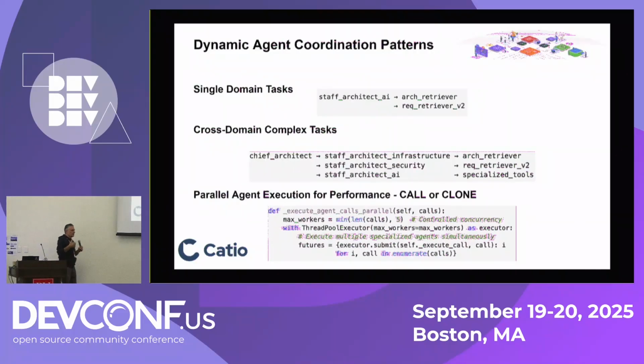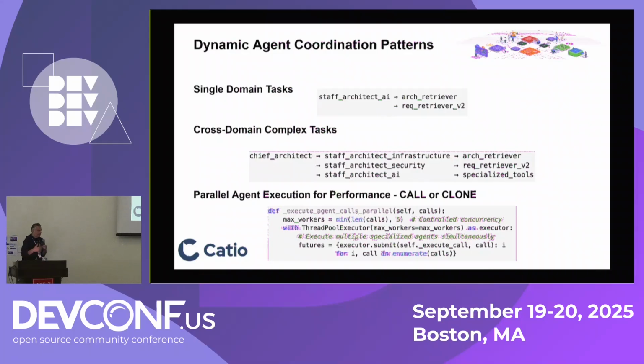Now, having run and experimented with these things over the past year or so, we have determined there's a couple of different patterns that we found very, very useful, that we talk about a lot. There are two main patterns: the single domain pattern and the complex cross-domain pattern. In a single domain task, you have a staff architect that is specializing in a particular domain. They need information about the architecture, about your requirements, about what kind of company you are, and so on. It's a single task. They will go to a particular architectural retriever or requirements retriever to get the information that they need, and that helps them solve a particular problem.